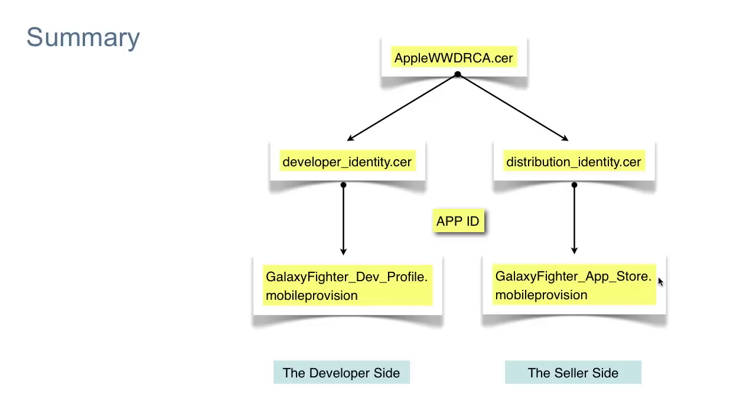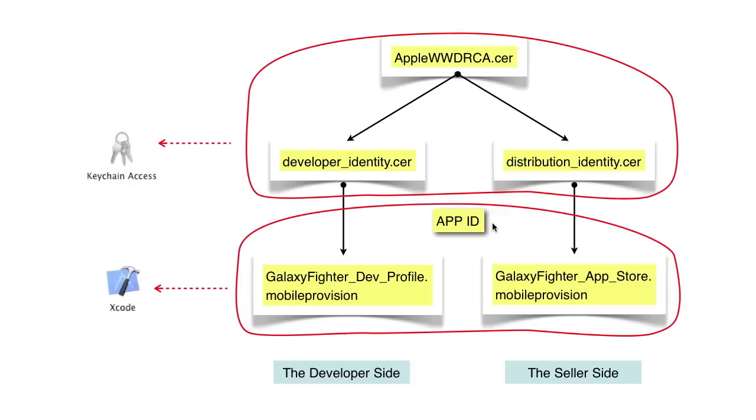You will also need to get an App ID for your app. What do you do with these files? The three certificates will be used by the keychain, while the provisioning profiles and the App ID will be used by Xcode.